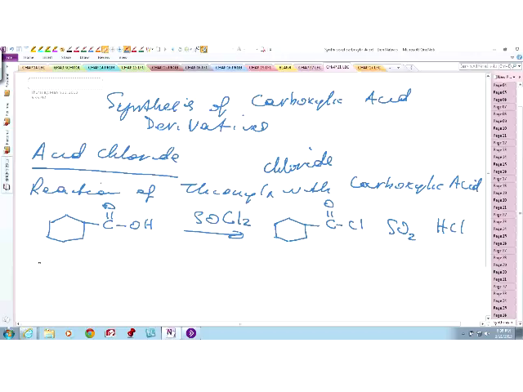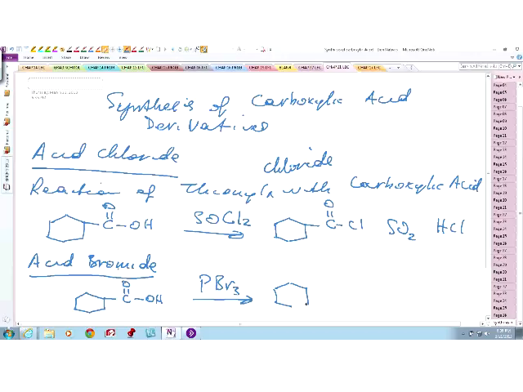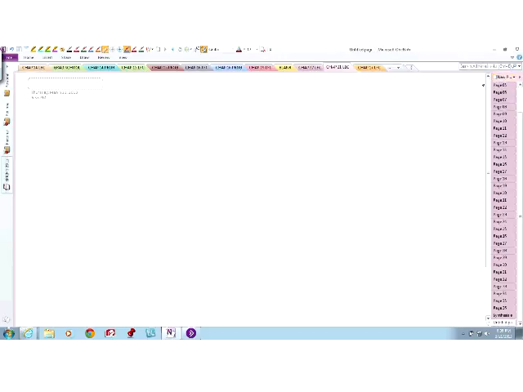Okay, for the acid bromide, we also only have one synthetic method. We take the carboxylic acid, react with phosphorus tribromide, and get your acid bromide. Okay, so those are the only two syntheses we have for the acid halides. Now let's go to esters.